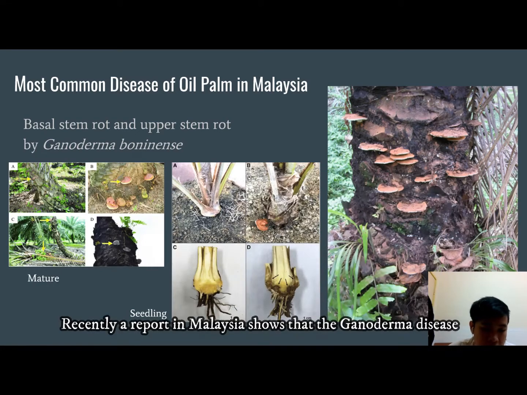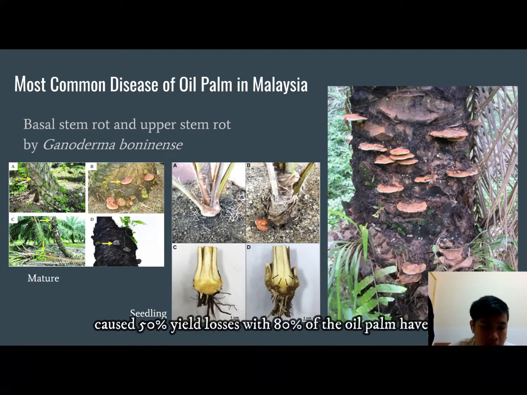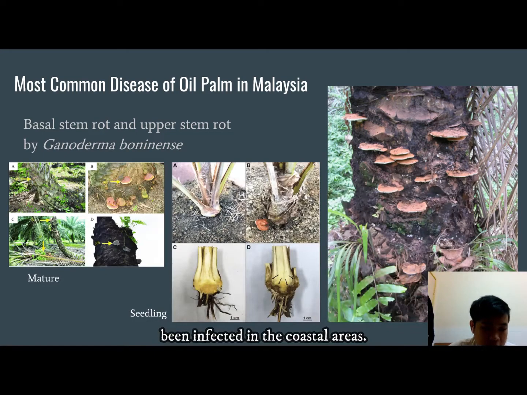Recently, a report in Malaysia shows that the Ganoderma disease caused 50% yield loss, with 80% of the oil palm having been infected in the coastal areas.